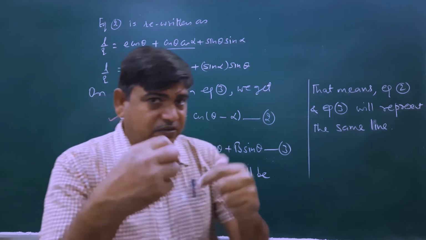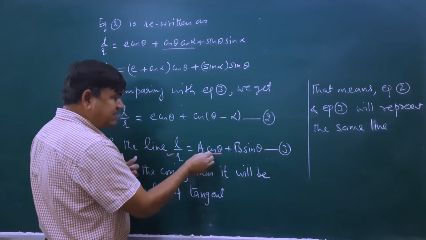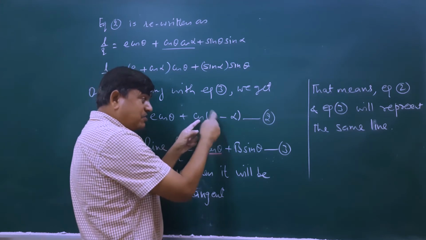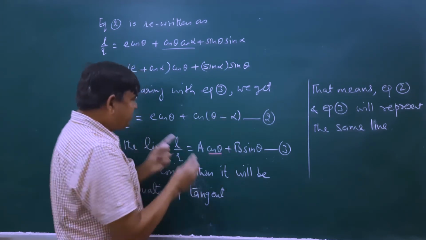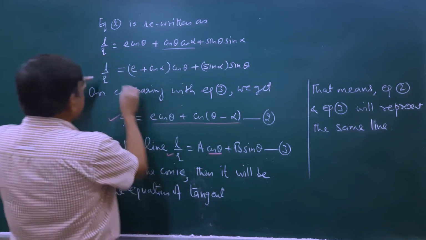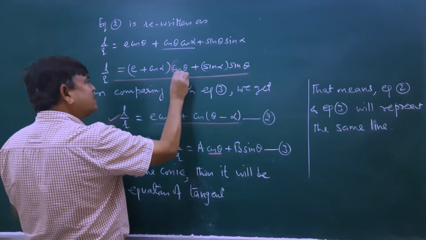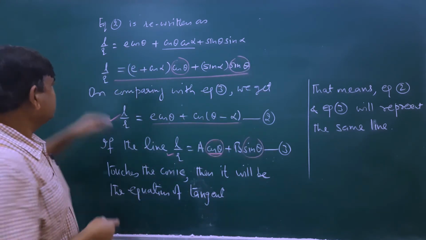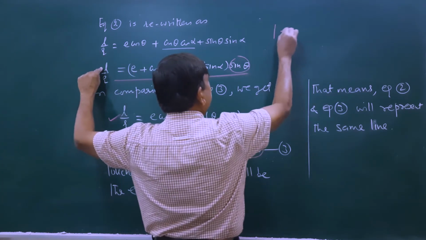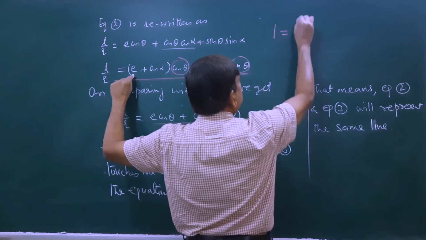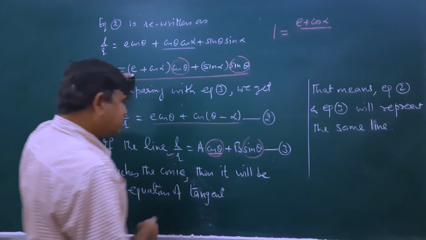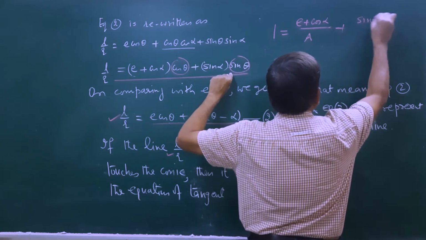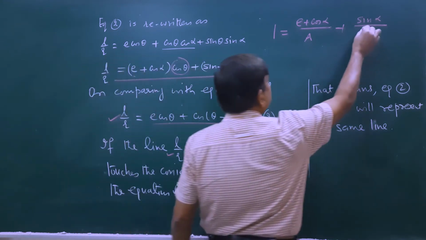Comparison means the ratios of the coefficients of like terms. So we simplify this, and now here it is cos theta and here it is sin theta. This upon this will be 1, which equals the coefficient of cos theta, E plus cos alpha, upon the coefficient of cos theta here, which is A, which equals the coefficient of sin theta, sin alpha, upon the coefficient of sin theta here, which is B.